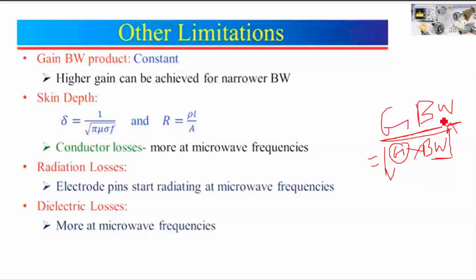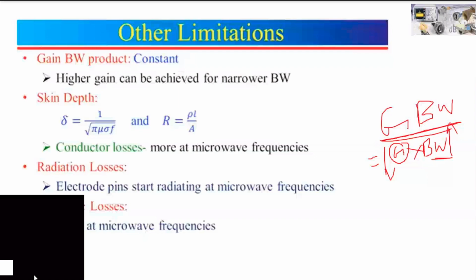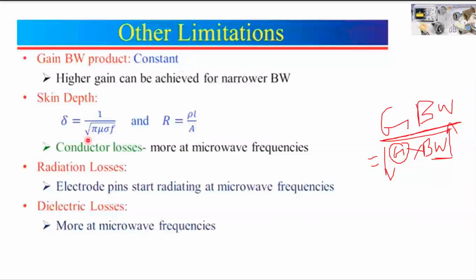Okay. So now the next limitation is the skin depth. As you all know, you have studied in field theory what skin depth is. Skin depth is the depth through which the current penetrates in a material. That is given by delta equal to 1 by under root of pi mu sigma f. So what is mu?